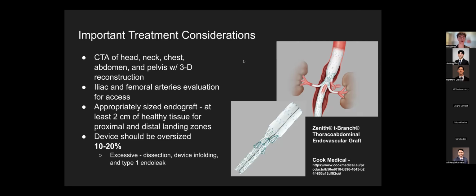You also want to appropriately size the graft itself. So you want at least 2 centimeters of healthy tissue, both at the proximal and distal landing zones. I'm going to mention this later on, but this is really important for preventing endoleaks. Because of this, the device should be oversized around 10 to 20%, but it's important that it's not excessively oversized. This can lead to dissections, device infolding, and type 1 endoleaks. And then this is another graft, from Cook. This is the Zenith T-Branch thoracoabdominal endovascular graft.